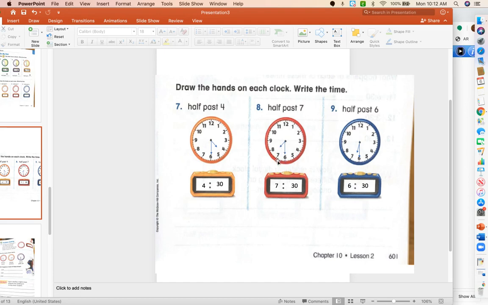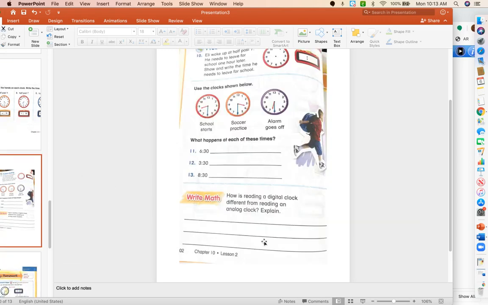This one says 7:30. So the hour hand has gone halfway in between the 7 and the 8 because we're in the 7 o'clock hour. So 7:30. And then our number 9 says 6:30. Remember that our minute hand has gone halfway around the clock face, halfway around the pizza face, and now the minute hand is at the 6. So that means that it says 30, but our hour hand is between the 6 and the 7. So that means that it is in the 6 o'clock hour still.